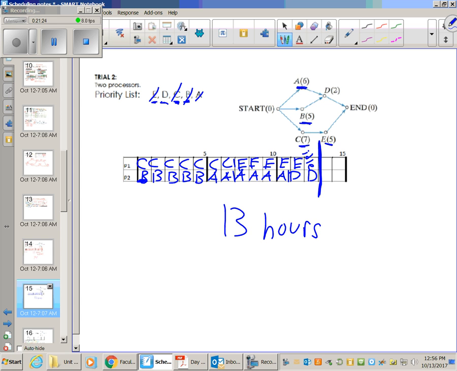So this was the same exact project diagram, but with a different priority list. It gave us a finishing time of 4 hours less than what we had. So it all depends on the priority list that you have. Okay?